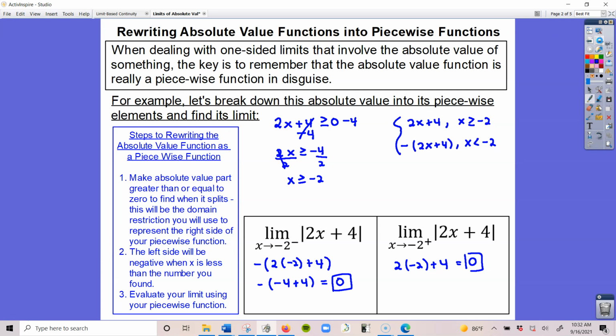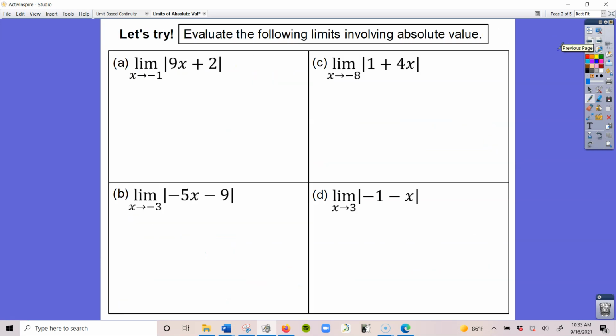Now let's look at some other examples here. We have the limit as x approaches negative 1 of the absolute value of 9x plus 2. So first we need to rewrite this as our piecewise function. I'm going to take that 9x plus 2 and make it greater than or equal to 0 to solve for when my absolute value would split. So we subtract the 2, so 9x is greater than or equal to negative 2, and then divide by 9.